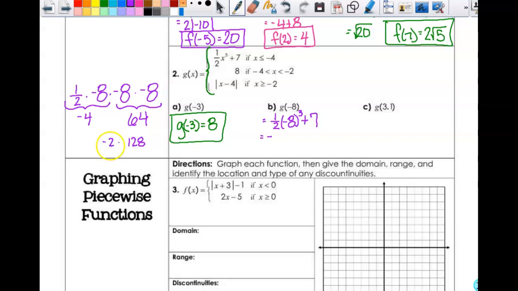And if you break it up, -2 times 100, that's -200. 2 times 20, it's -40. 2 times 8, -16. So that gives me a -256. Then I add 7 to that. So that means that g of -8 is equal to -249.